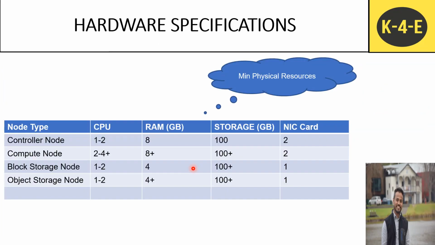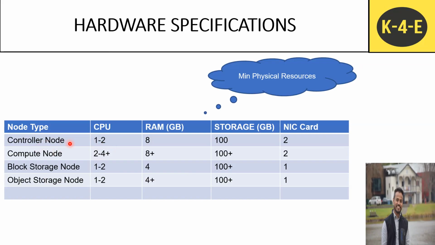Now I will move ahead with the specification of the hardware. Because we are going to deploy different types of nodes in the OpenStack architecture, there must be some resource minimums. You need to have at least the minimum resources, and more than that you can have as per your requirement, but these are the minimum requirement.